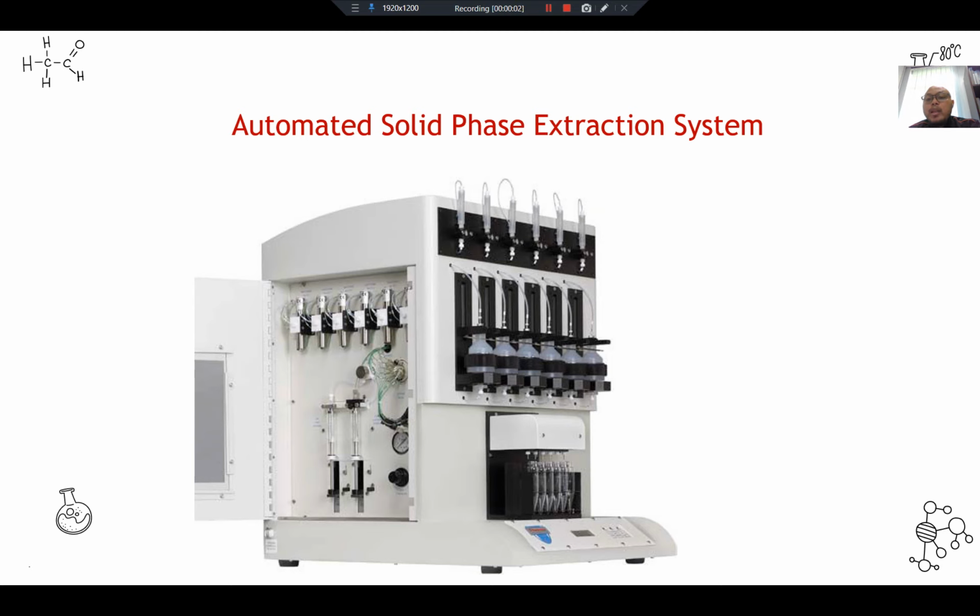Actually, for SPE we don't have it. In the market they have an automated solid phase extraction system. In our faculty we don't have this. But the best thing about it is you just put your sample container over here and they will do everything for you.